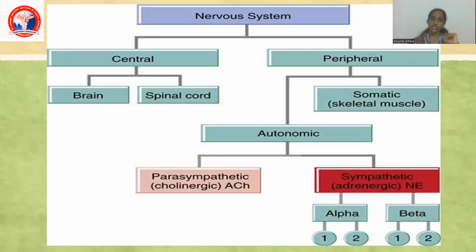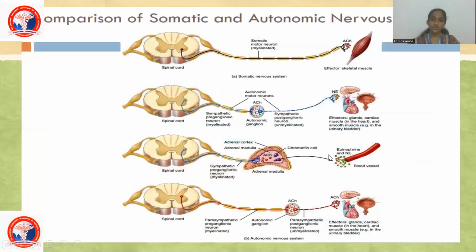We are going to deal with the autonomic nervous system proper alone, that means sympathetic and parasympathetic. But before we go to the autonomic proper, first we will compare somatic and autonomic, then we will compare parasympathetic and sympathetic, then we will go into alpha and beta. So this is a comparison: the first diagram is somatic, 2 and 3 are sympathetic, 4 is parasympathetic.